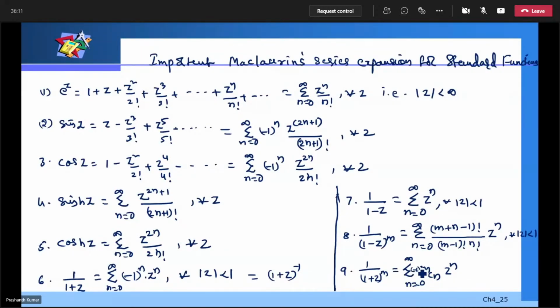Minus 1 to the power of n is there. So these are the 9 important Maclaurin series expansions for standard functions. By using these standard functions, we solve the particular problems.